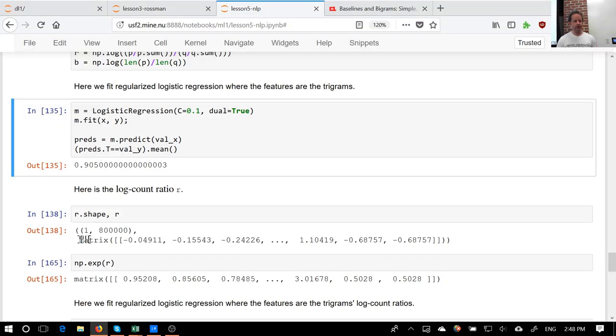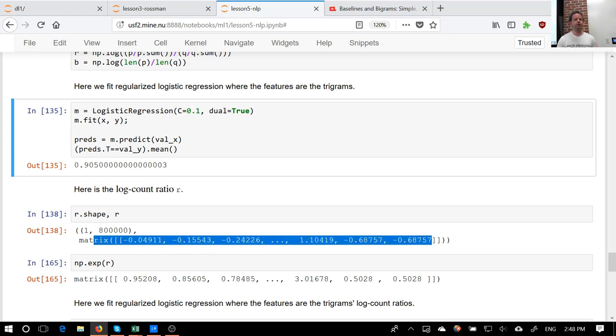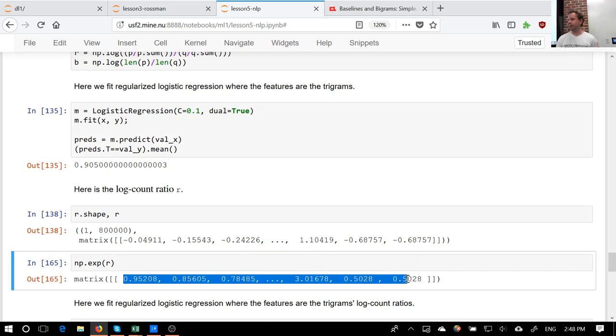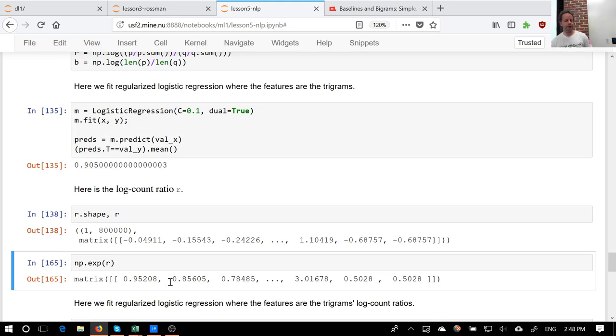So here is some of the numbers in R, right? Remember, it's using the log. So these numbers, which are less than zero, represent things which are more likely to be negative, and this one here is more likely to be positive. And here's e to the power of that, and so these are the ones we can compare to 1 rather than to 0.